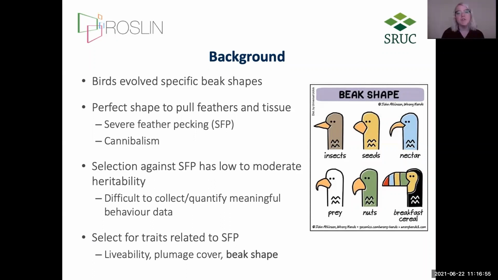Previous research has focused on genetic selection against severe feather pecking, but a challenge is that it can be difficult to collect and quantify meaningful behavior data that can then be implemented into a breeding program. The solution to this may be to select for traits that are related to severe feather pecking but are easier to measure. Examples of these traits include livability, plumage cover, and beak shape.